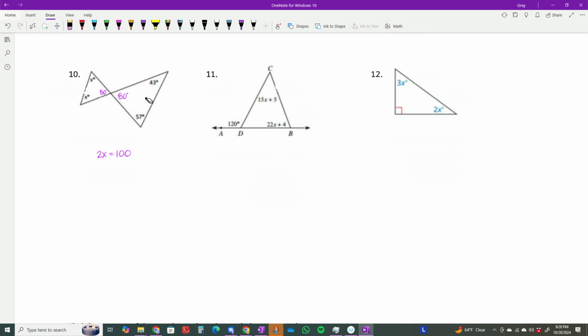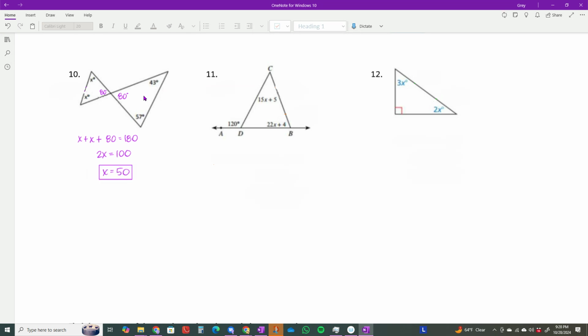x plus x plus 80 equals 180. So 2x plus 80 equals 180. Subtract 80, add my x's, I get 2x equals 100, and x equals 50. So both of these are equal to 50.